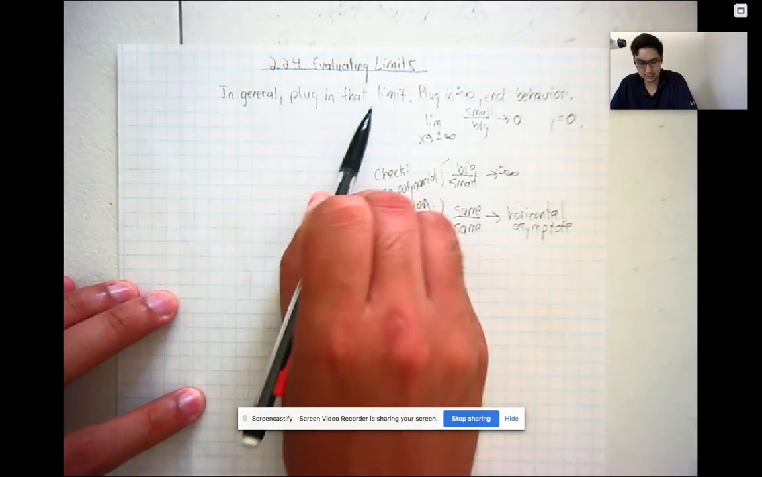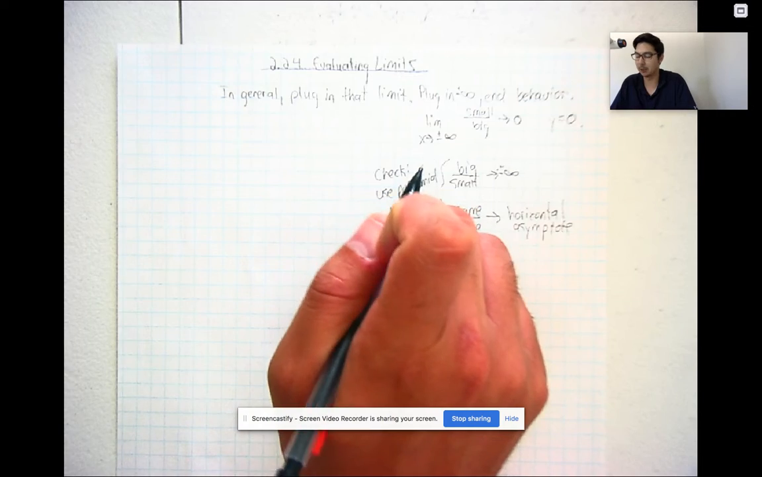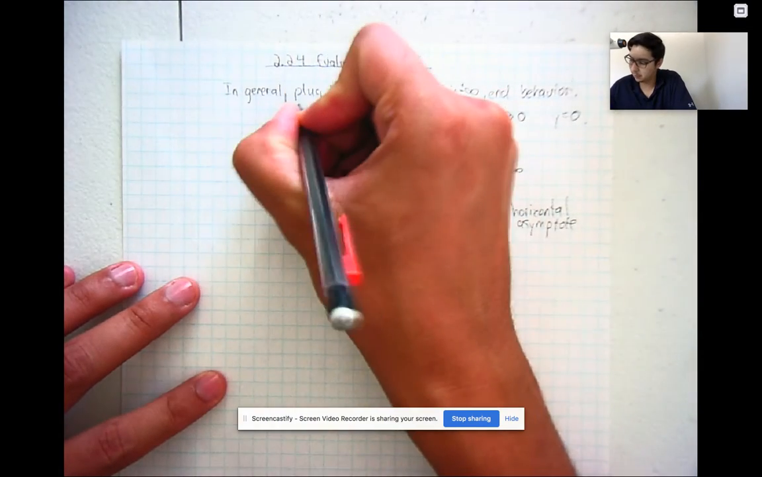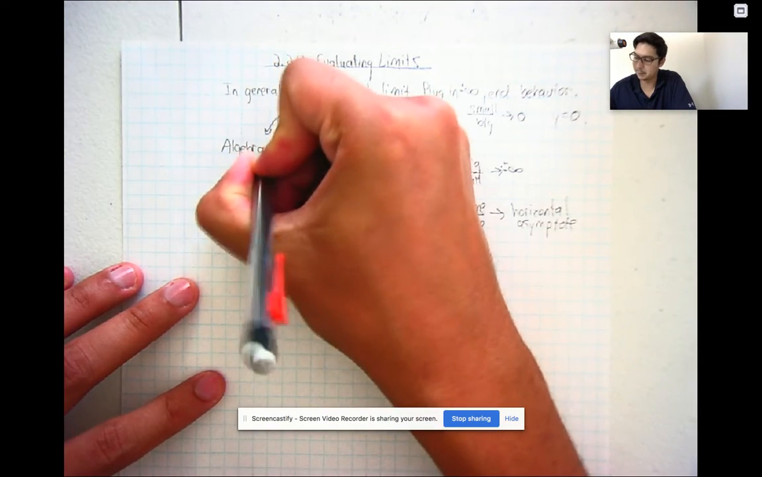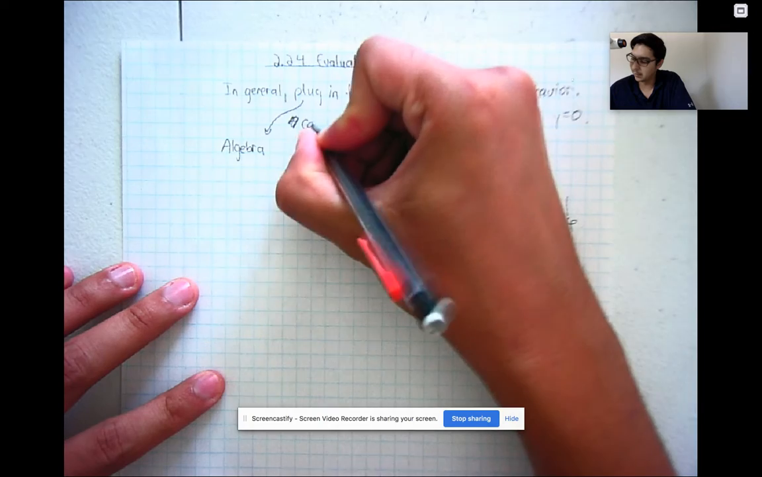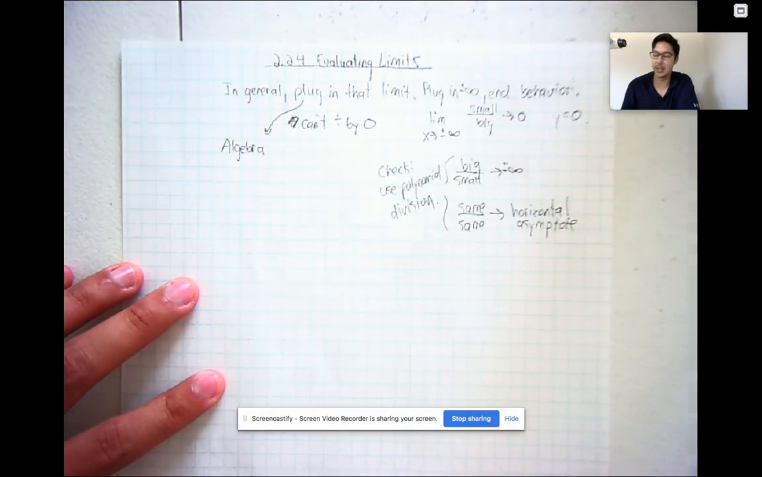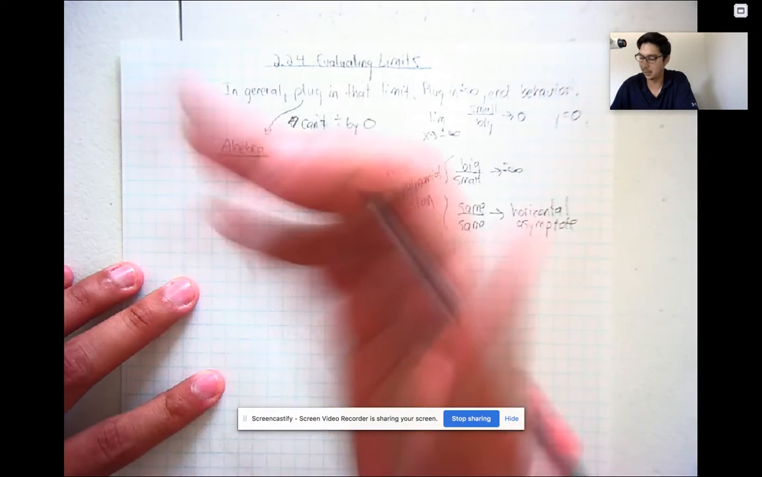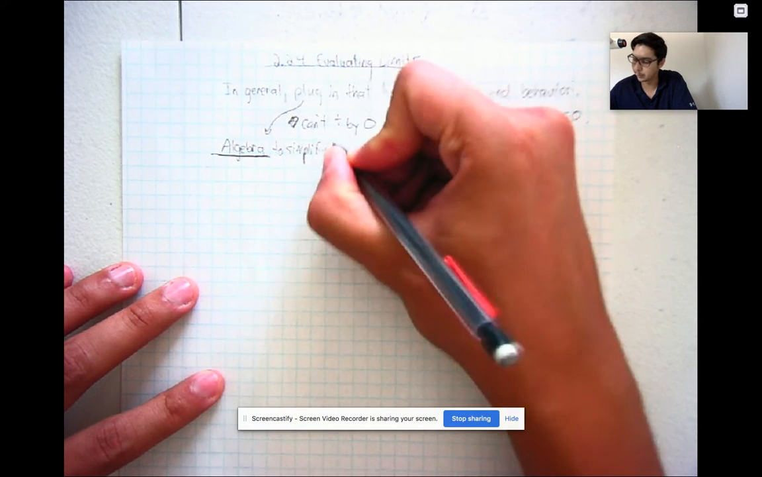But with limits, we're not always plugging in infinity. Sometimes we're plugging in values such as the limit as x approaches 2. So for those, we plug it in. But sometimes you won't be able to just plug it in, because remember that you can't divide by 0. So there are situations when you can't divide by 0 where you might have to do some algebra first to simplify or rewrite.